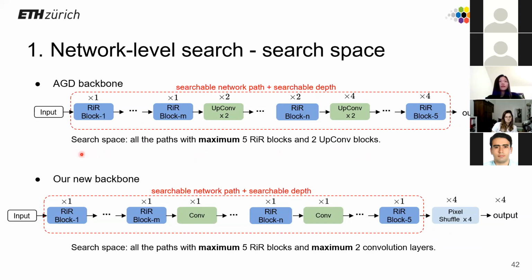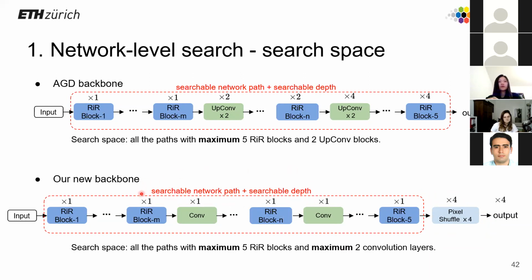And we additionally propose a new backbone here instead of using the original HGD backbone. Our new backbone proves to be more efficient and computationally light. Here we replace these 2 upsampling layers with a single pixel shuffle layer, and we fix this pixel shuffle layer at the top of the network. And the search space here is kept the same.